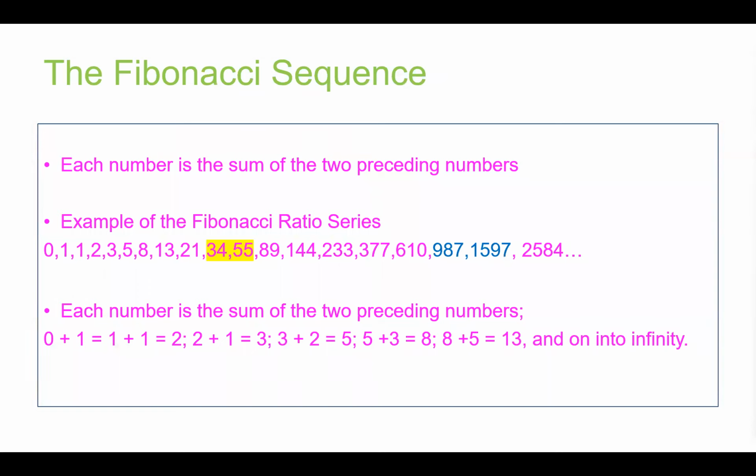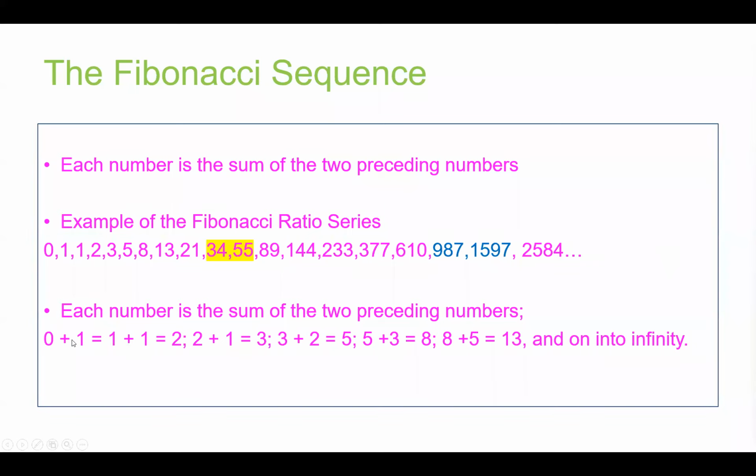Now, the Fibonacci sequence, this is what it is. It's actually pretty simple. Each number is the sum of the two preceding numbers. So here's an example. This is what the Fibonacci ratio series looks like, and this goes into infinity. So if you really have nothing to do one day, you can just keep going with this and see how far you can get.